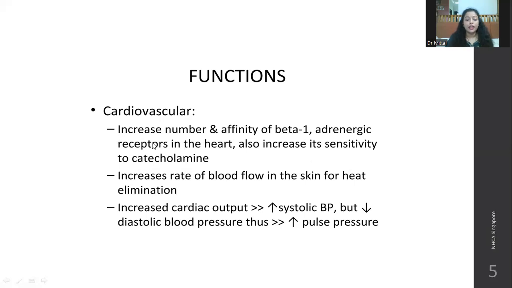Cardiovascular function: increased number and affinity of beta 1 receptors, that is the medical part of it. You just have to understand that when thyroid hormones are present in adequate amount, your heart, your cardiac cells are able to respond to catecholamines, for example dopamine, epinephrine, and norepinephrine. The sensitivity of the heart to these hormones is increased. Epinephrine is also an emergency drug. Whenever there is a myocardial infarction, etc., epinephrine is used to revive the patient, because the heart muscles should be sensitive to it.